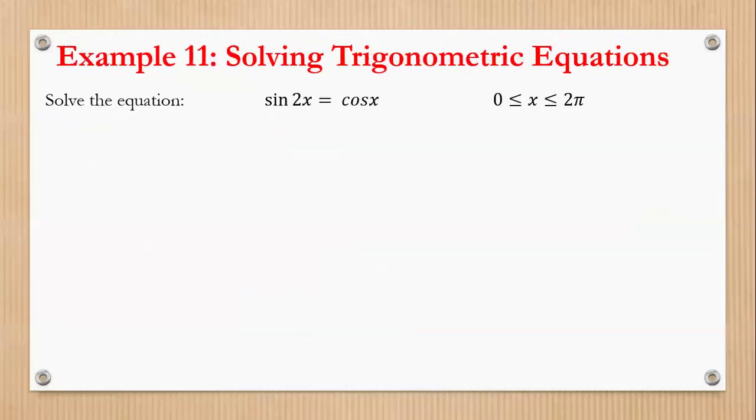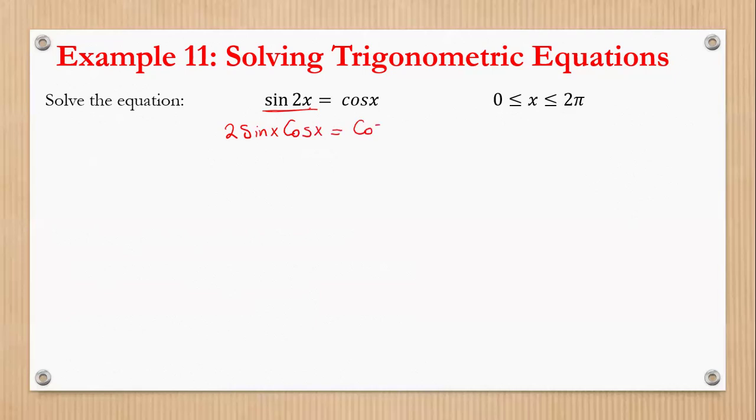Next example, we want to solve this equation and find all the solutions from 0 to 2 pi. Again, I need only one trig function. If you see sine and cosine, that means one of them must be converted. One of them must be replaced by a trig identity because I only need one function. And the easiest one to replace here is sine 2x, because I have no formula for cosine to give me sine, but I have a formula for sine 2x, which is 2 sine x cosine x.